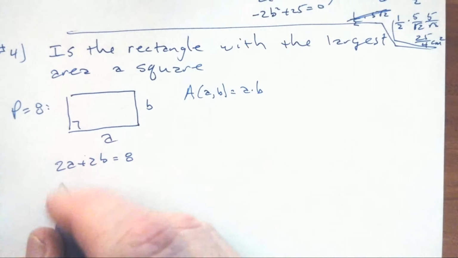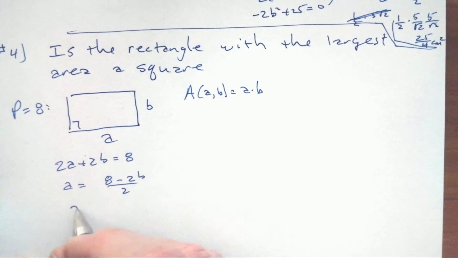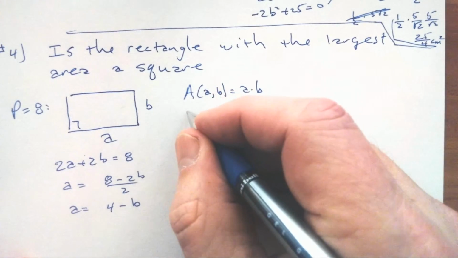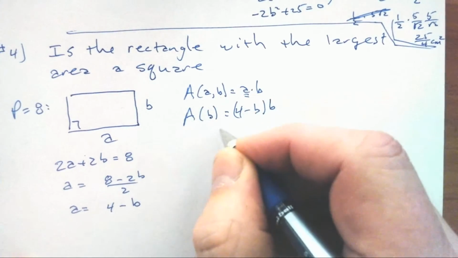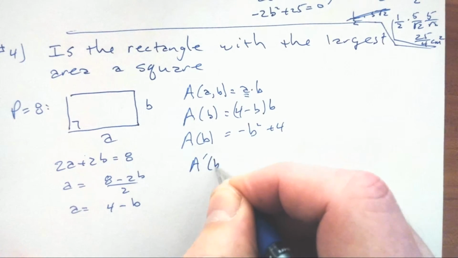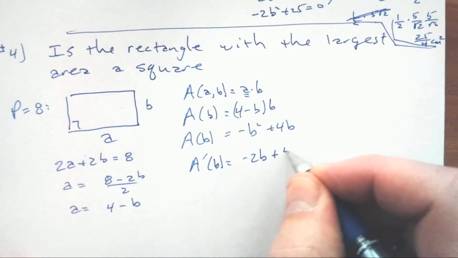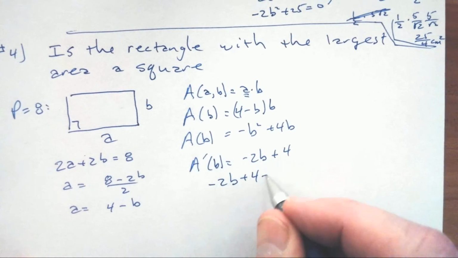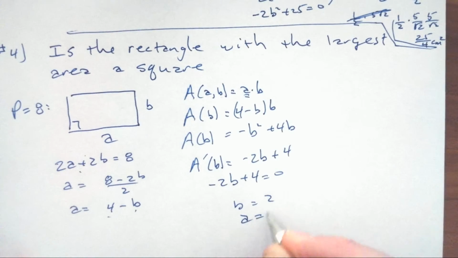I don't want two variables, I want one. I'm going to solve this for A, and I get A equals 8 minus 2B divided by 2, or A equals 4 minus B. And if A is 4 minus B, then we can replace A with 4 minus B, and I get area based just on B is 4 minus B times B, or area based on B is negative B squared plus 4B. First derivative is negative 2B plus 4. When I set that equal to 0, I get B equals 2. And if B is equal to 2, then A is equal to 2.